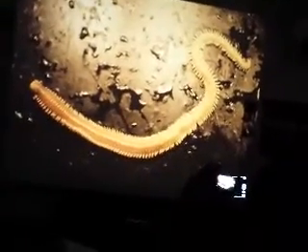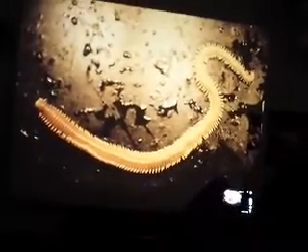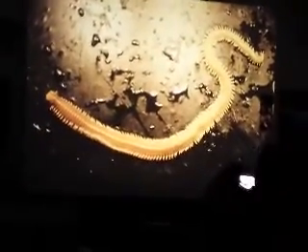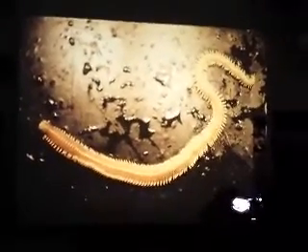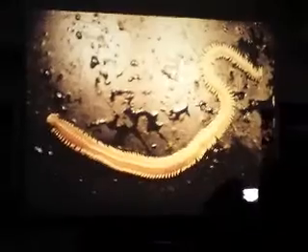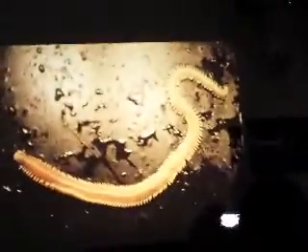Platyhelminthes? Nope. Nematode? Nope. Annelida, yep. Segmented round worms. So this guy's kind of flattened, but he's still round. So this has no skeleton? No, worms never have skeletons. That's one of the things that makes them round.